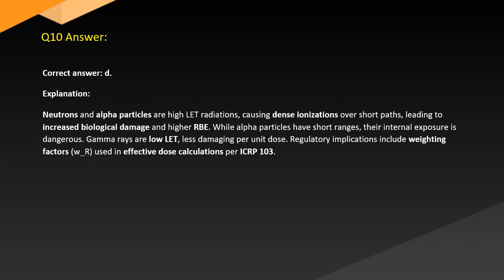Answer. Correct answer: D. Explanation. Neutrons and alpha particles are high LET radiations, causing dense ionizations over short paths, leading to increased biological damage and higher RBE. While alpha particles have short ranges, their internal exposure is dangerous. Gamma rays are low-LET, less damaging per unit dose. Regulatory implications include weighting factors, WR, used in effective dose calculations per ICRP 103.